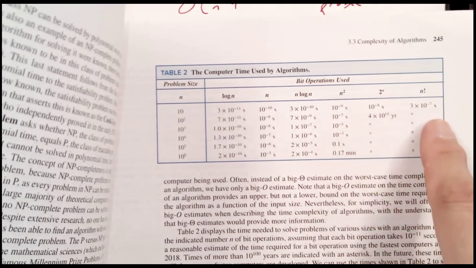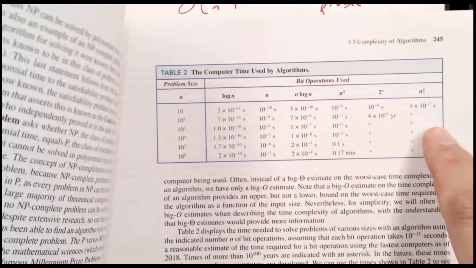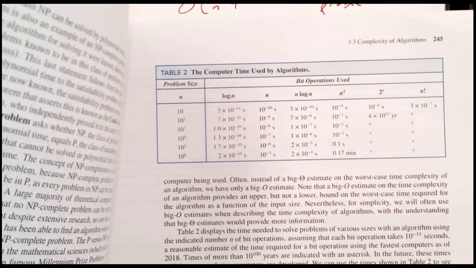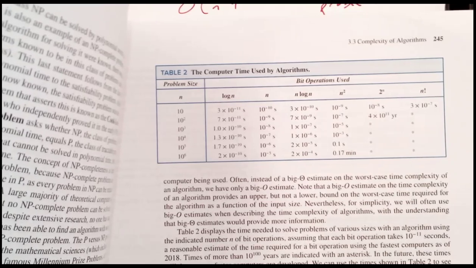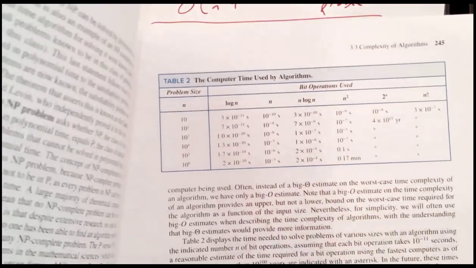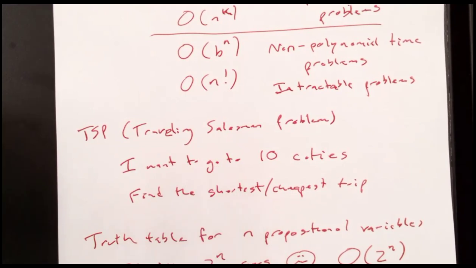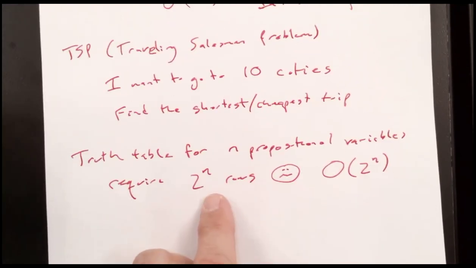These stars right here, these are more than 10 to the 100th years of processing power at today's computer speed. 1,000 items. If I gave you 1,000 cities or 1,000 variables in a proposition and said, solve it, the sun would go dark first. Holy crap.